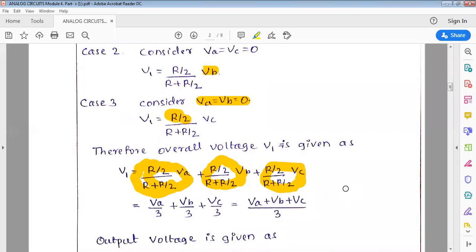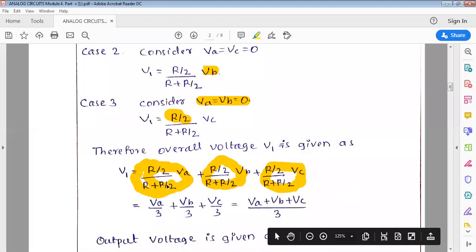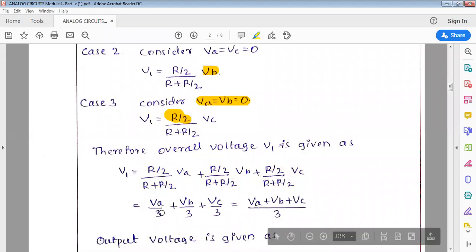After adding and simplifying, I need to take the LCM for this, that is 2R plus R divided by 2. That is, it will be 3R by 2, and this will be R by 2. R by 2 and R by 2 will get cancelled, and in the denominator, the only part left is 3. And that 3 will be available in this term and this term all together. So the overall voltage V1 is given by VA by 3 plus VB by 3 plus VC by 3.